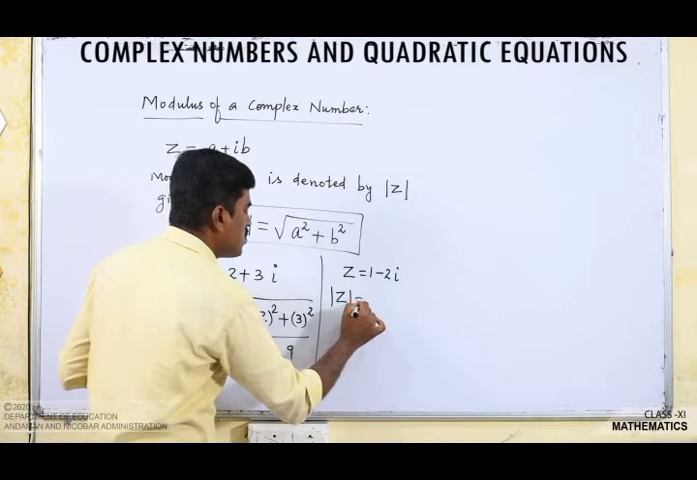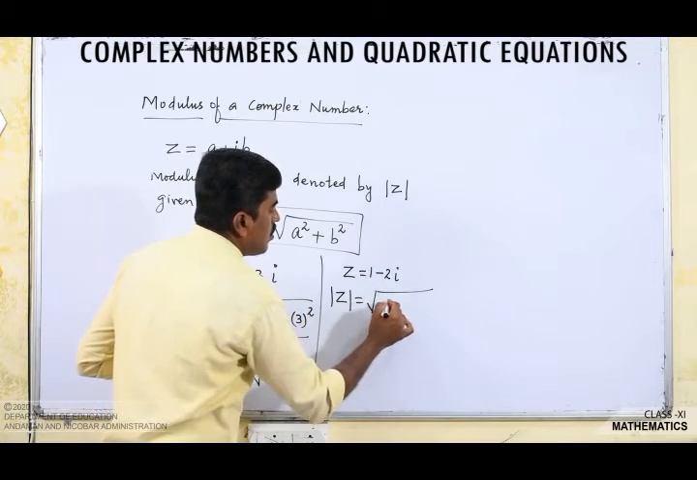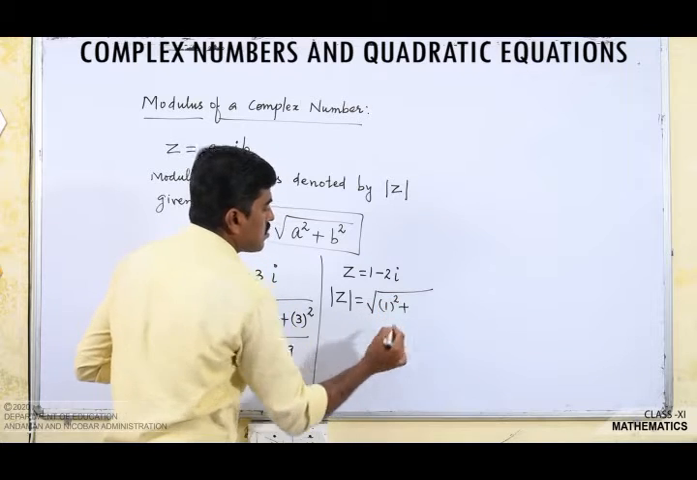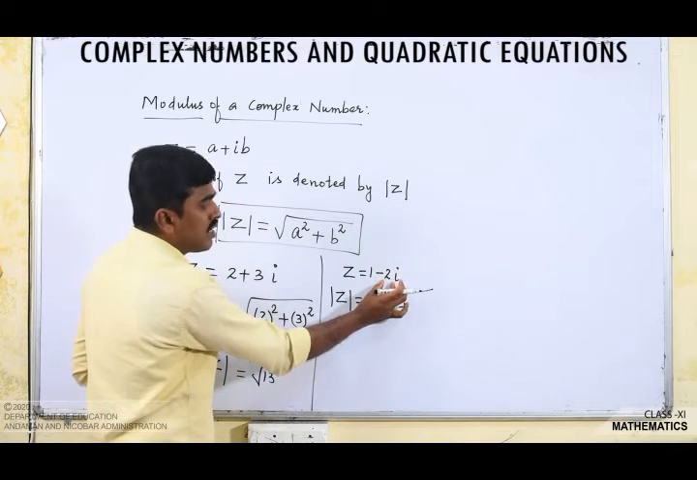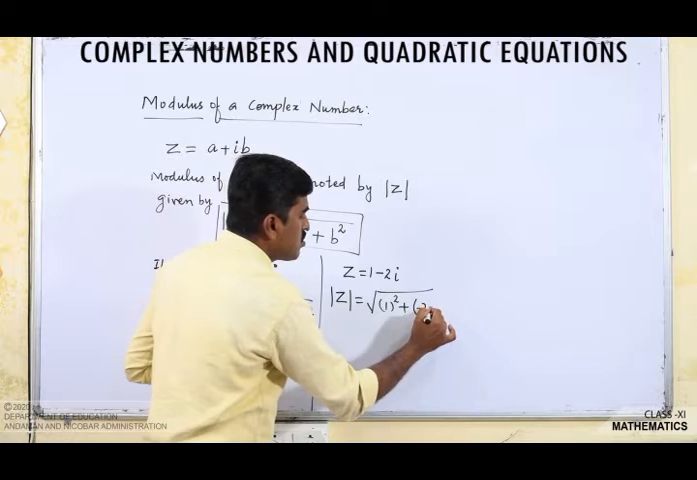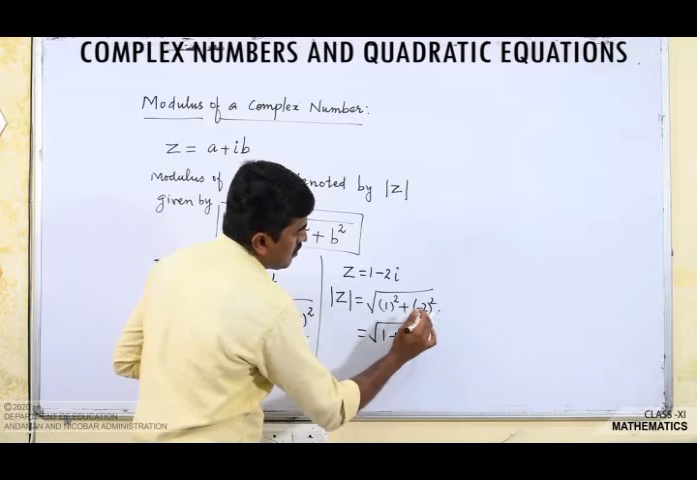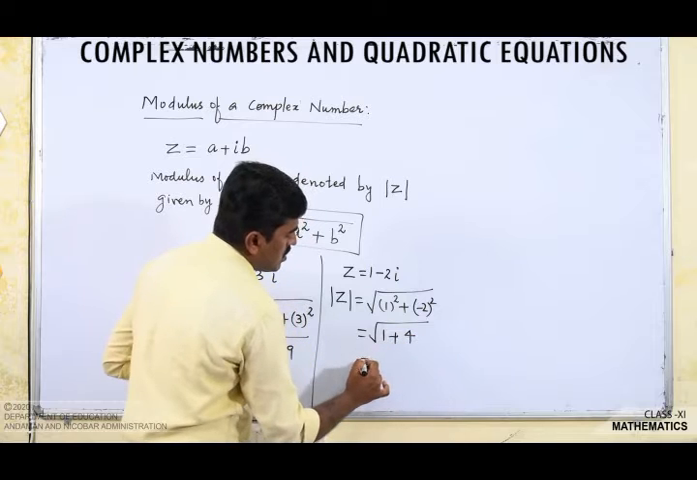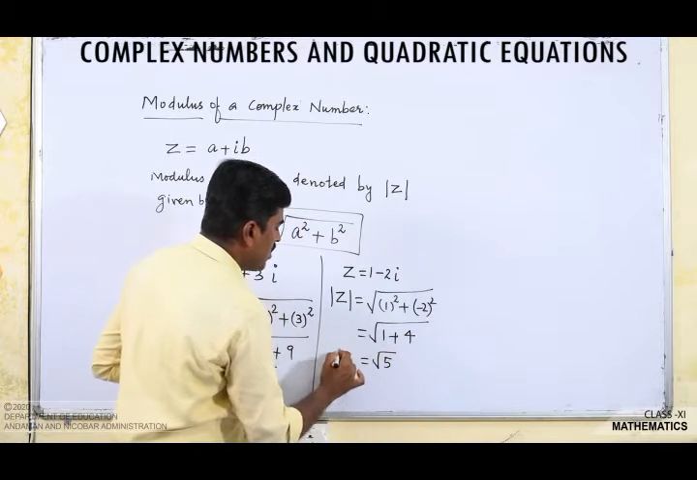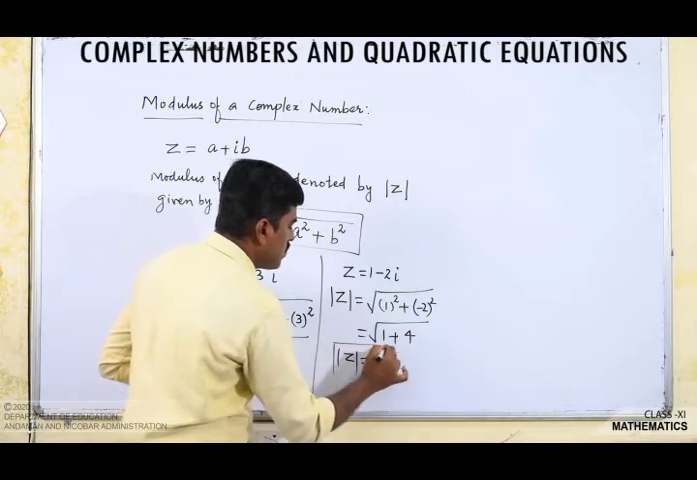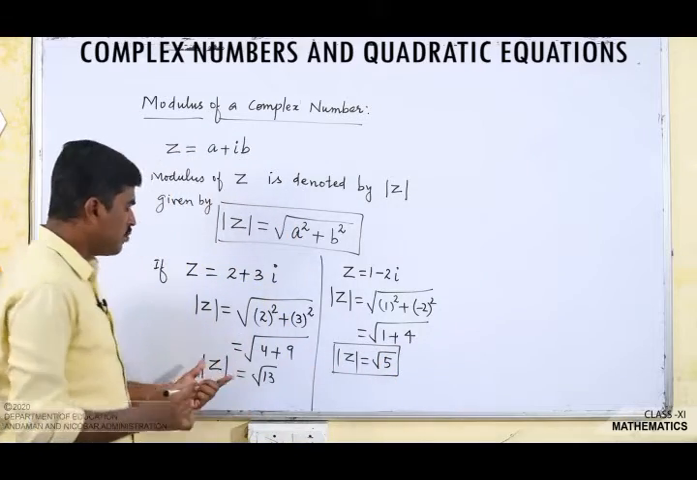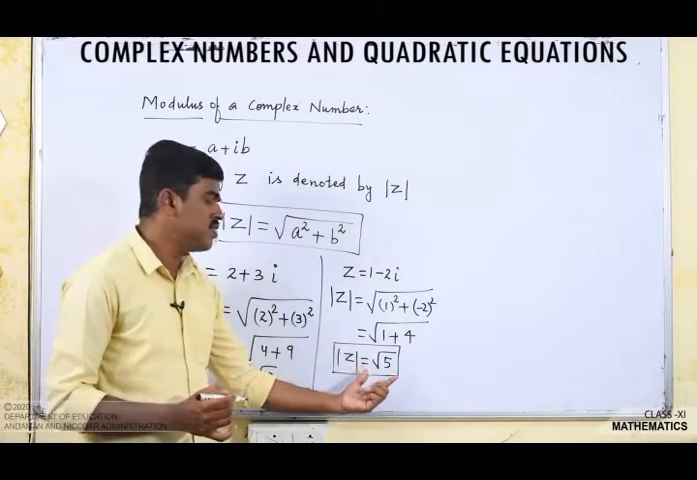Mod of z is equal to root over 1 square plus, what is the imaginary part here? Here the imaginary part is minus 2. So it is minus 2 whole square, that is root over 1 plus 4, which is equal to root 5. Here the modulus of this complex number is root 5. Here the modulus is root 13 and here the modulus is root 5.